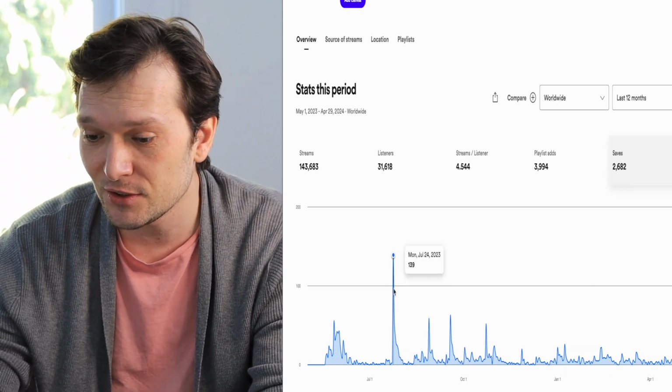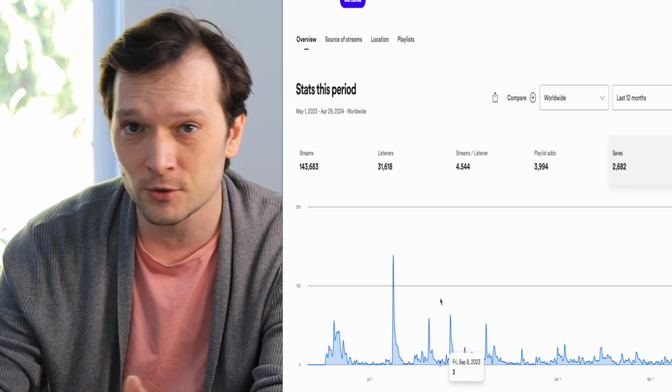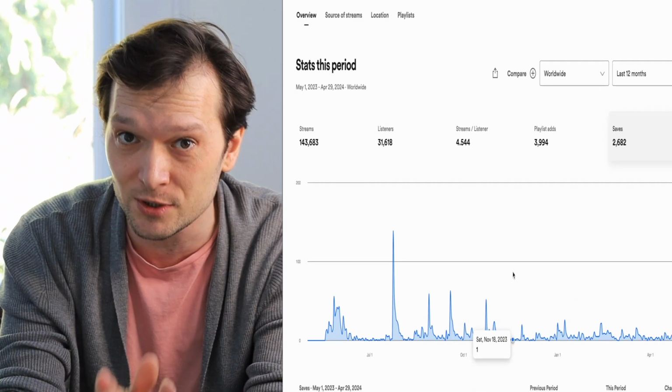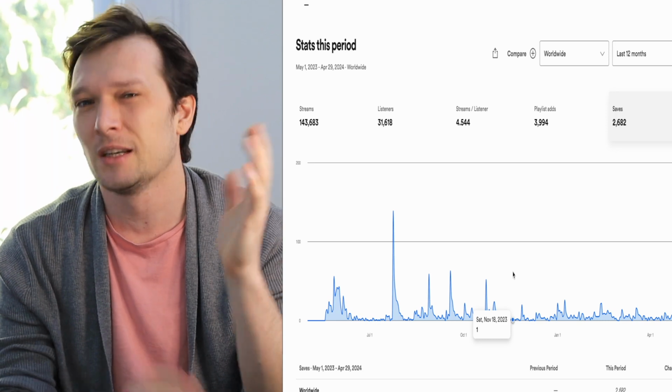Saves, as you can see, correlate with those spikes. So on Mondays, there is a spike in saves, which is what you should be seeing. If you're just seeing a spike in streams, something is wrong. Essentially, you want people to save your song so they can come back and listen to it again and again and again and become fans of yours, which is what all of this is about.